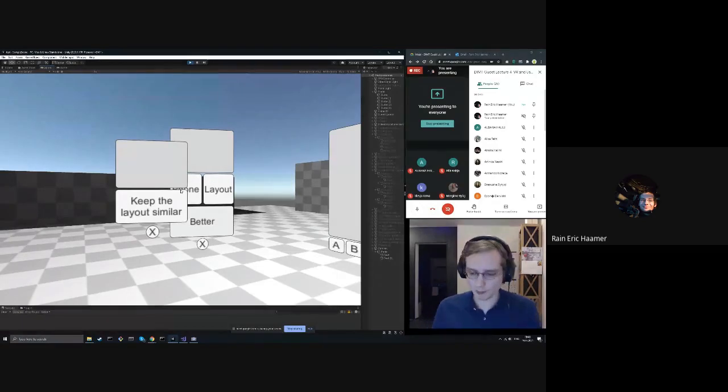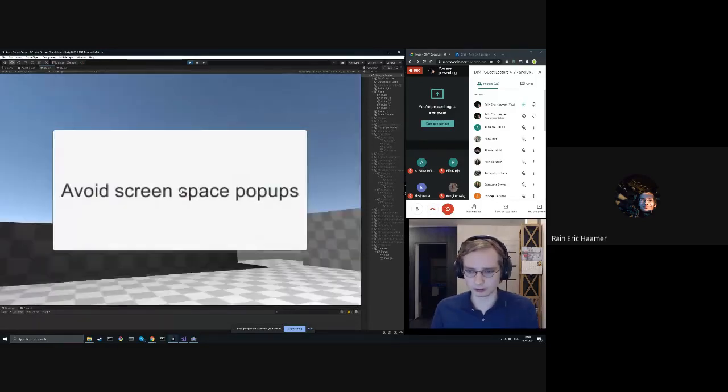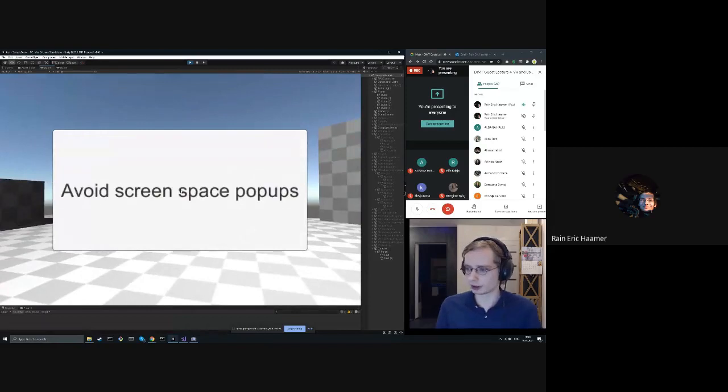Now, one thing that you should definitely avoid when creating user interfaces in virtual reality is screen pop-ups, so screen space pop-ups.